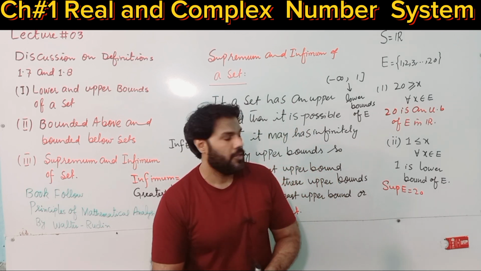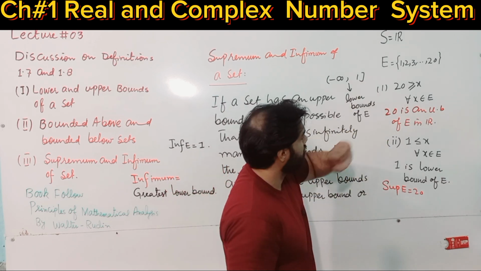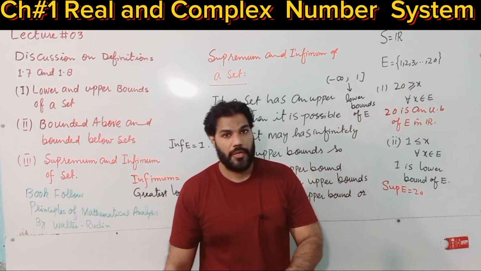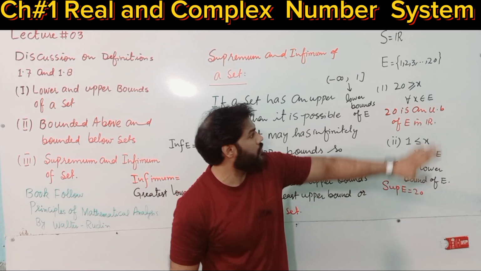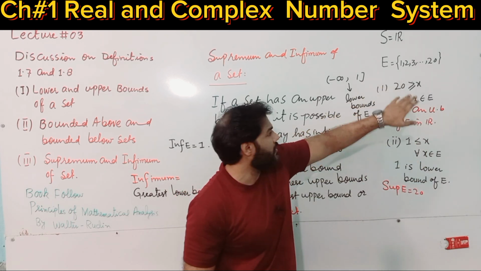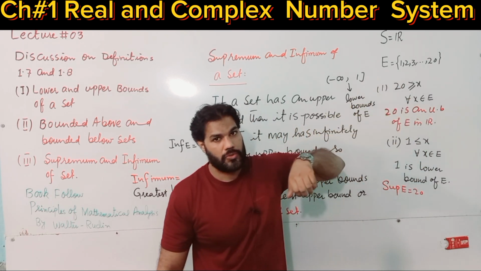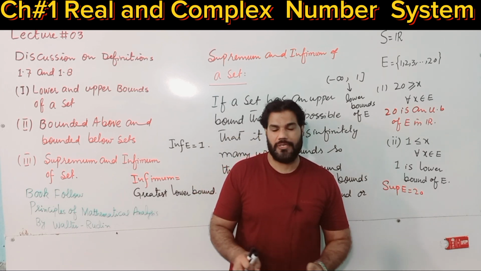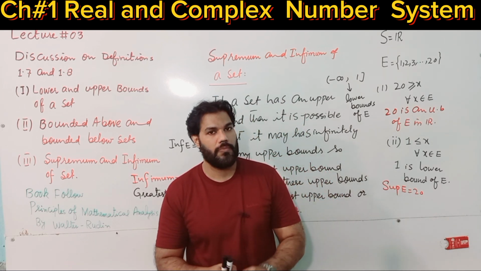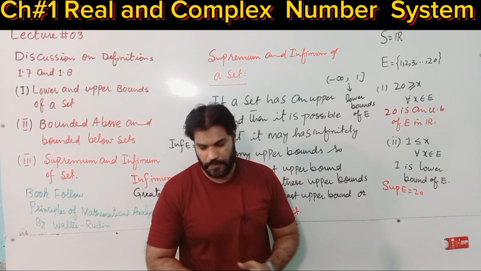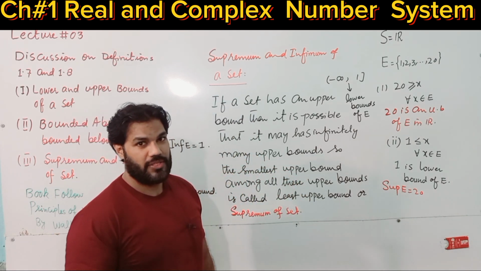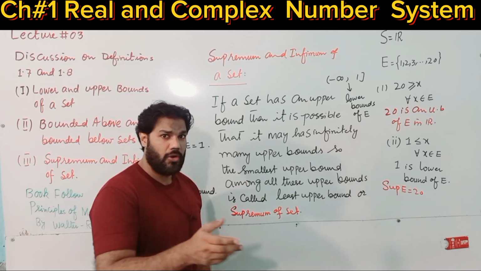Next, is it necessary that the supremum and the infimum of a set always belong to that set? As in this example, you can observe that 20 and 1 both belong to set E. Both are present in set E. So is it necessary that the supremum and infimum always belong to that set? No. It is not necessary that the supremum and the infimum of a certain set belong to that set.